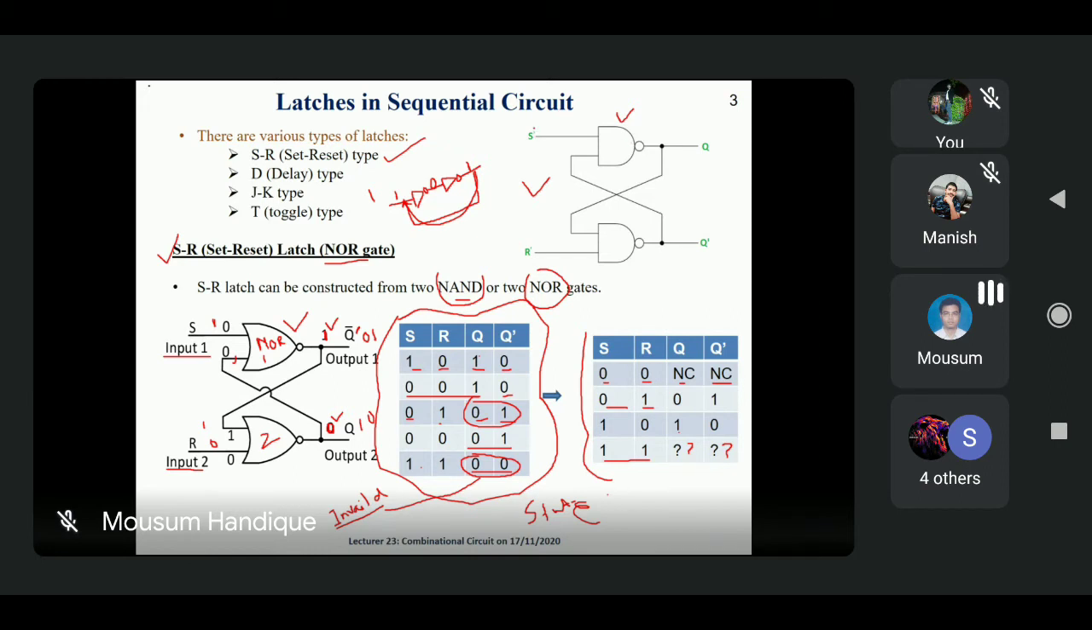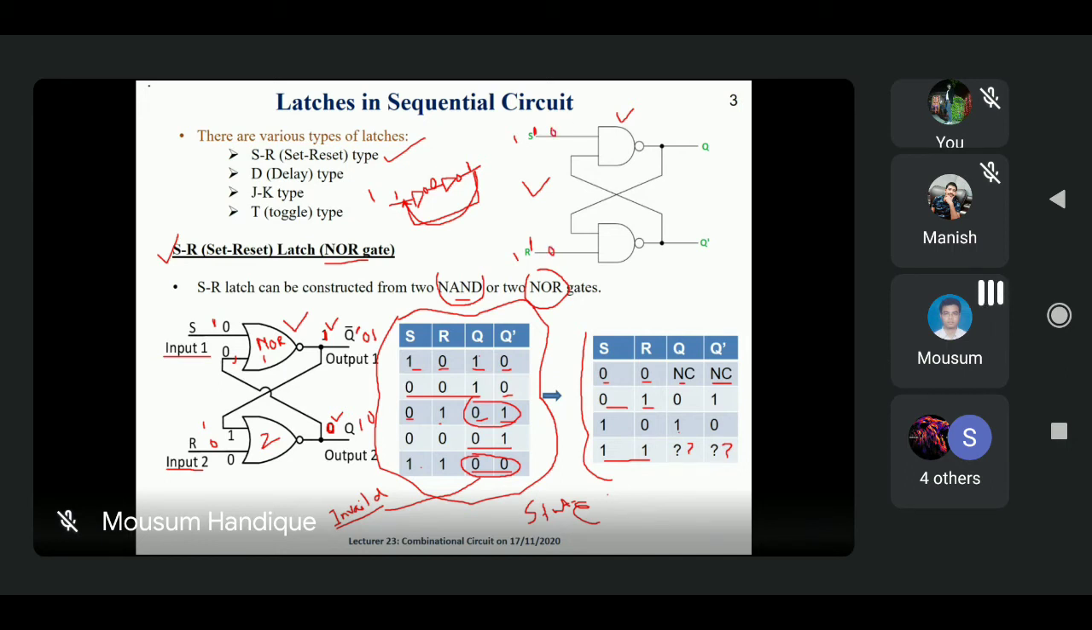But remember one thing, here we are using the S complement. If we don't use the S complement, or suppose we are using only S and R, at that time what happens? This particular table is changed, because the invalid state now is not 1 1, it is 0 0. But don't get too confused. You can just use S complement and R complement. Suppose here we are using 1 1. This particular 1 1 behaves like a 0 0.